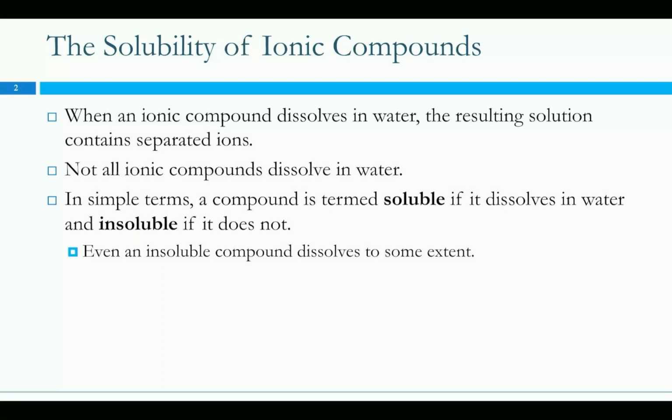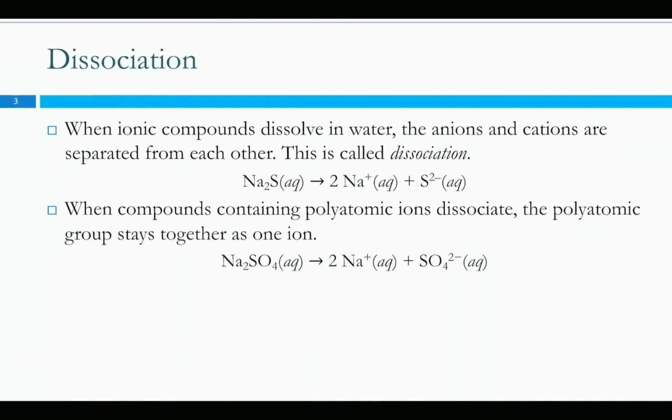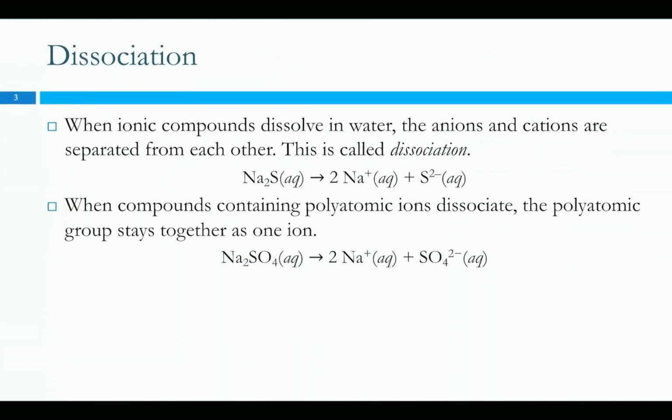Although, to a certain extent, everything dissolves, even if it's quote unquote insoluble, there's a teeny tiny amount that will dissolve. We'll cover that in a lot more depth in Chem 2. So we call this process dissociation. When an ionic compound dissolves, the cations and anions get separated.